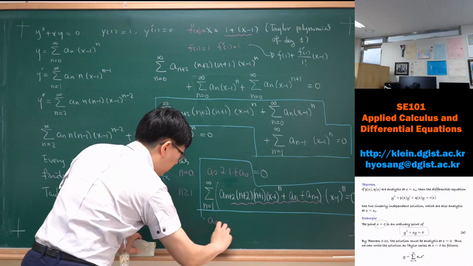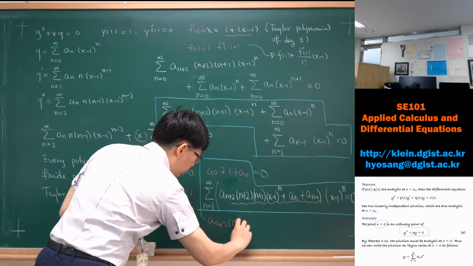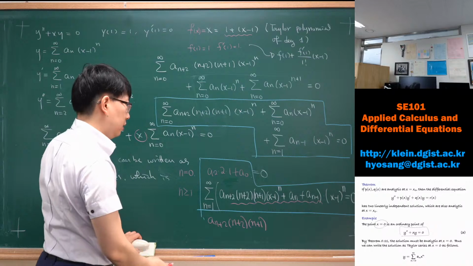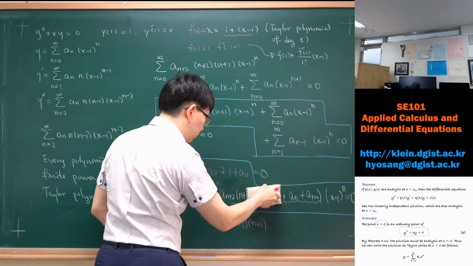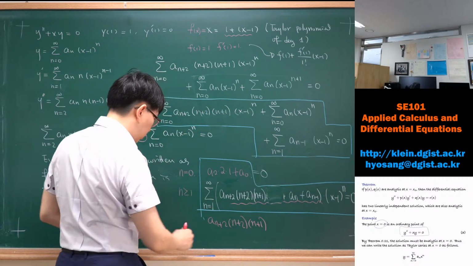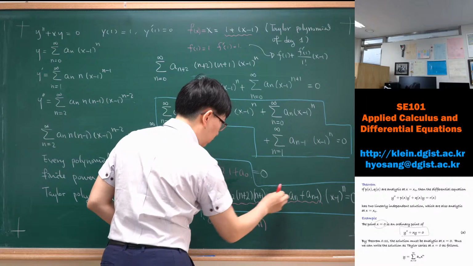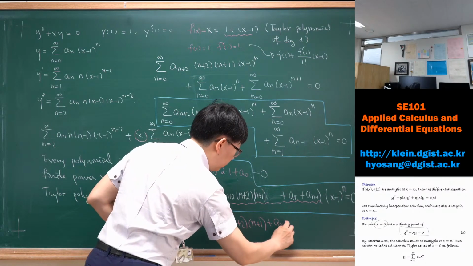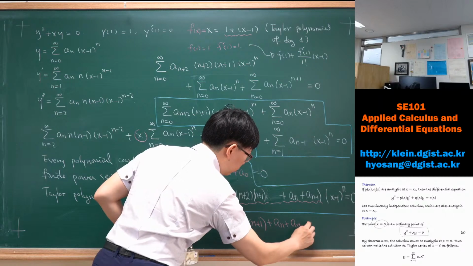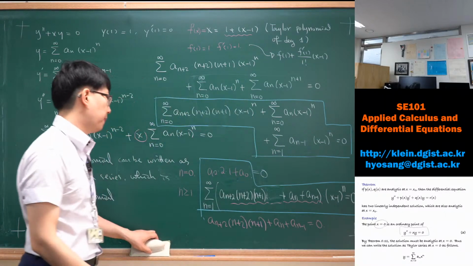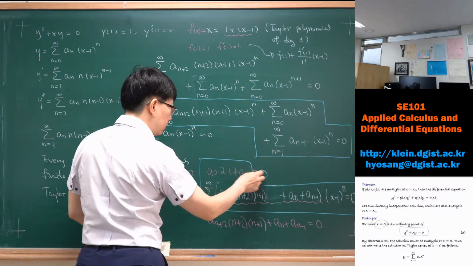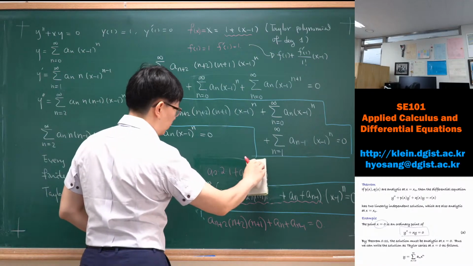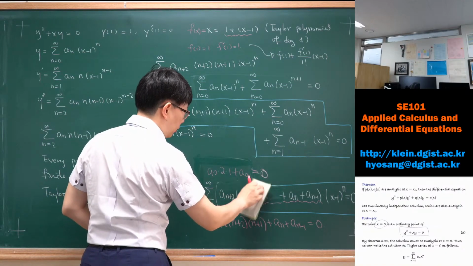So let's rewrite that. A n plus 2, n plus 2, n plus 1. I'm sorry, I don't need this one, so it's included in the parentheses. Okay, and plus a n plus a n minus 1 equals 0. So you have two equations. So let's delete this blue one.